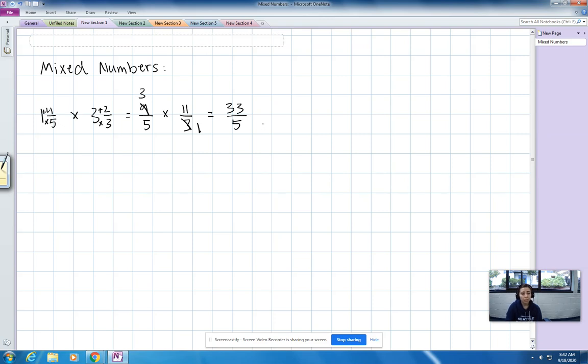But our answer is an improper fraction. And remember, we don't like that. So we're going to make this a mixed number. We need to figure out how many whole times 5 goes into 33. And then what is left over?